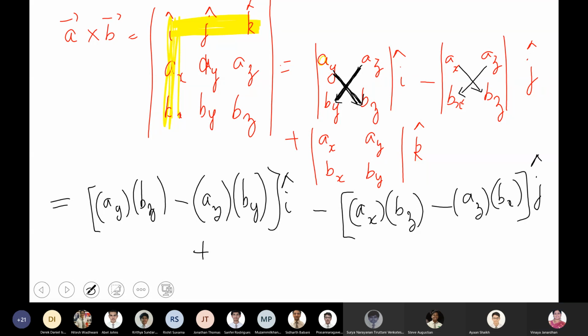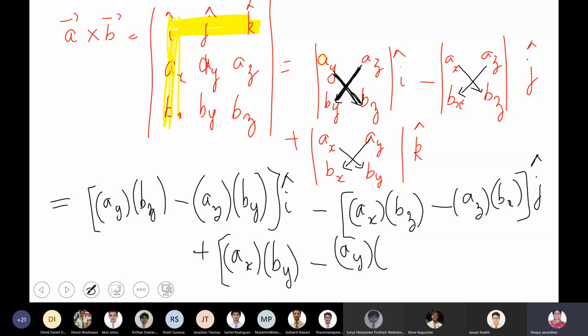Plus AX into BY minus AY into BX. This is the general notation, the general way of doing. Once we put in the numbers, then you'll understand it better.